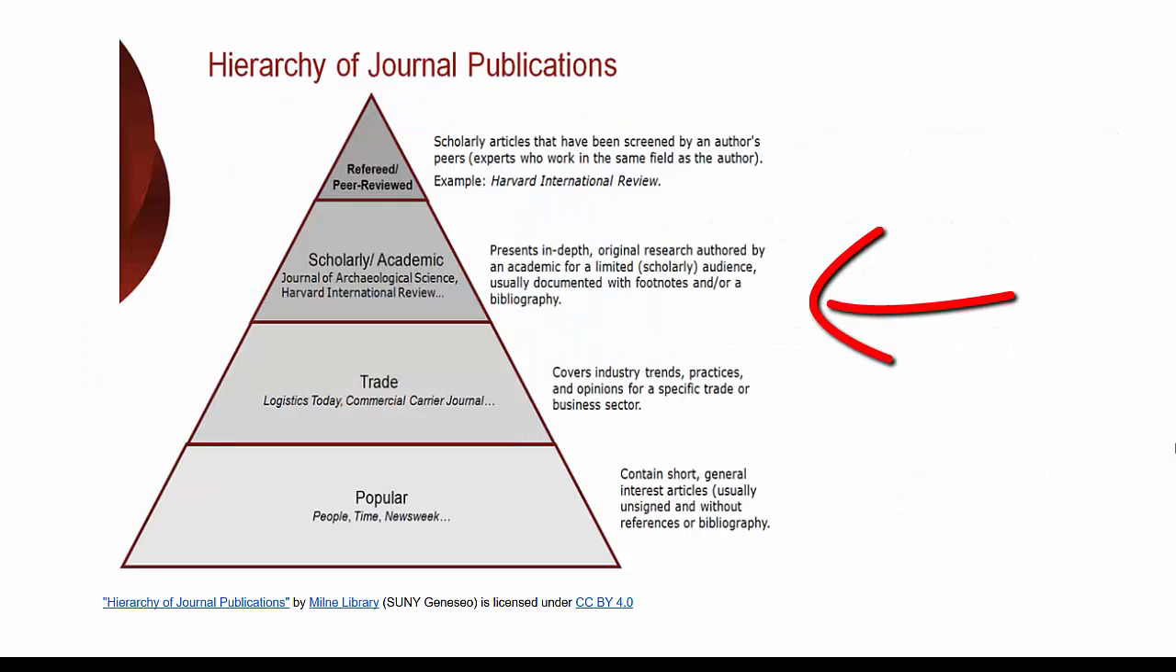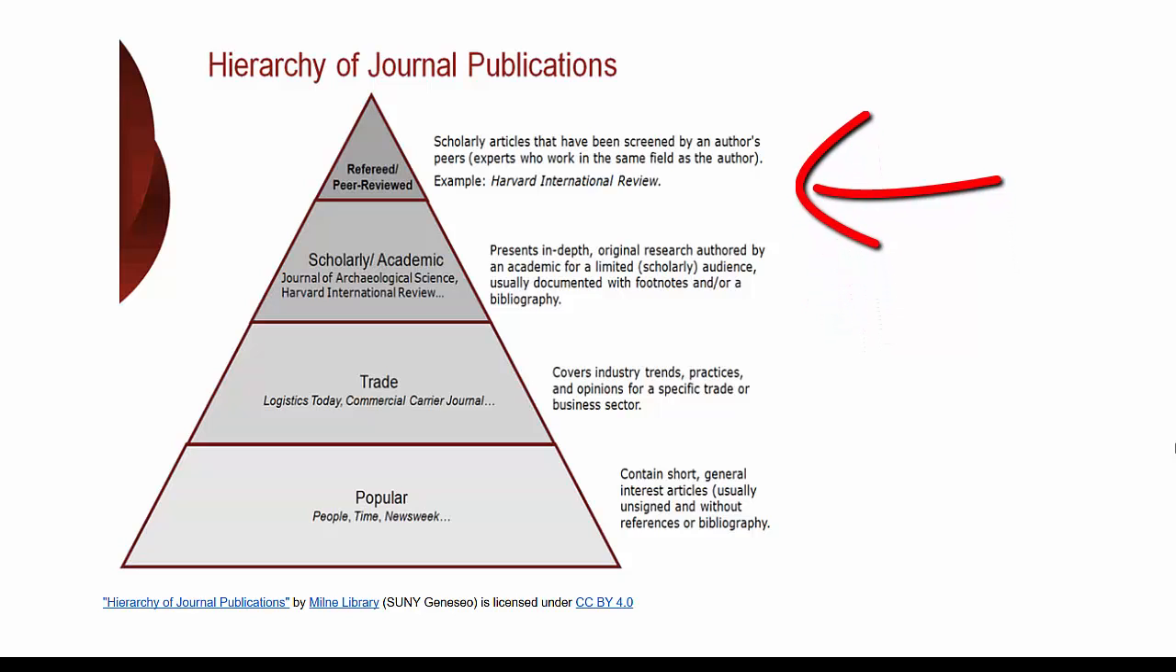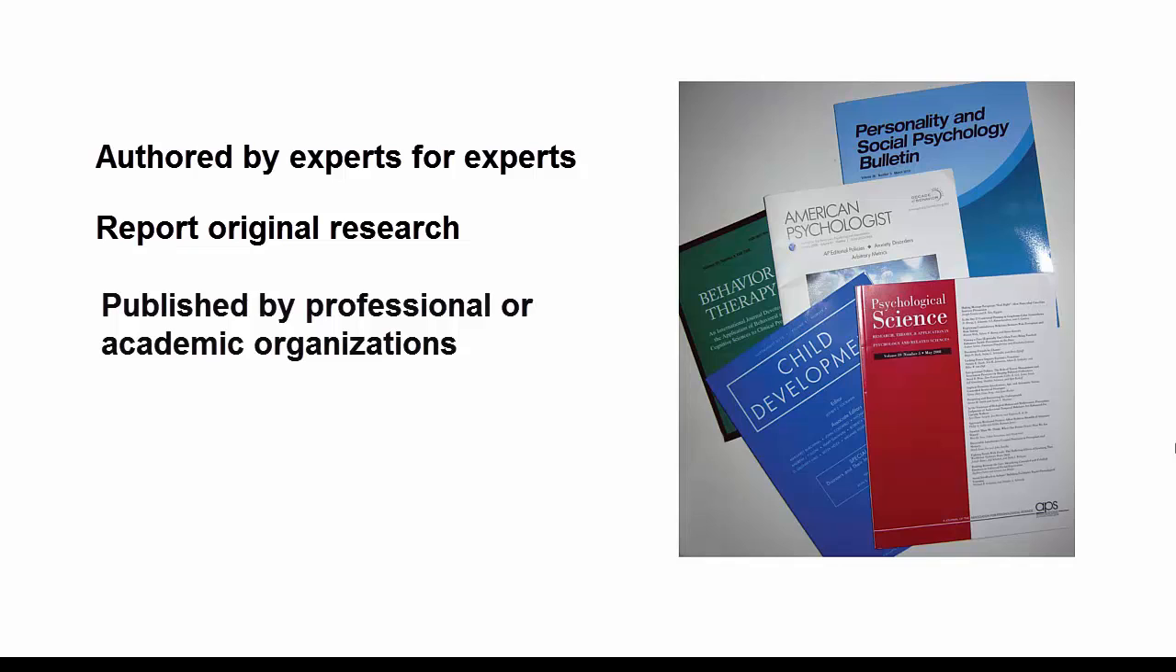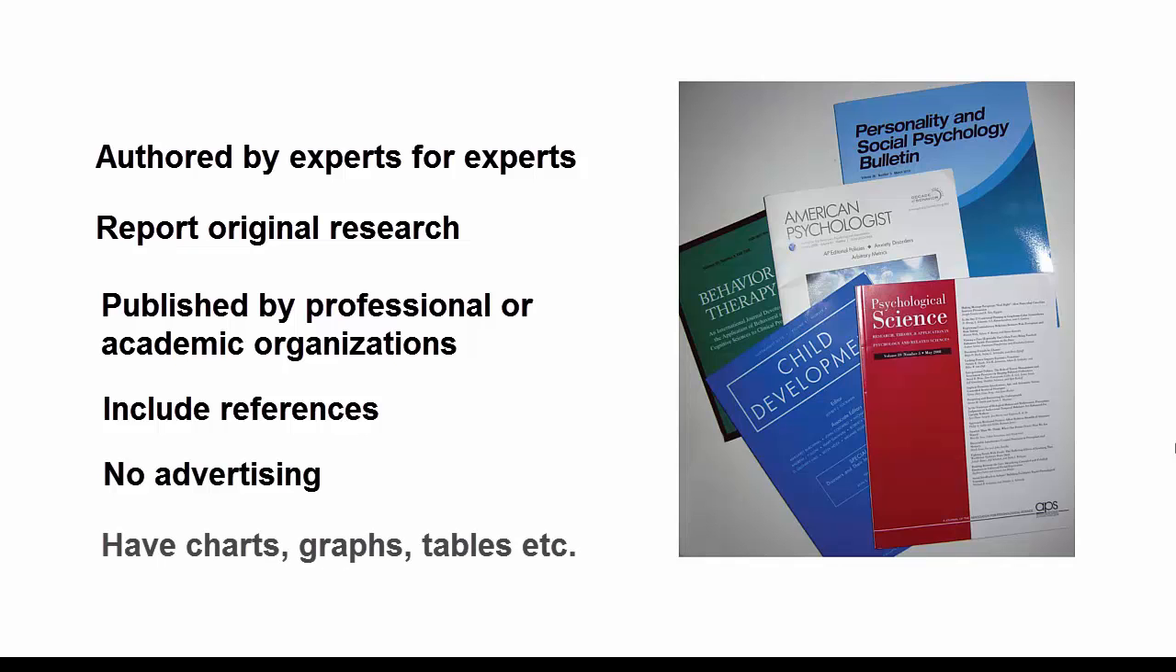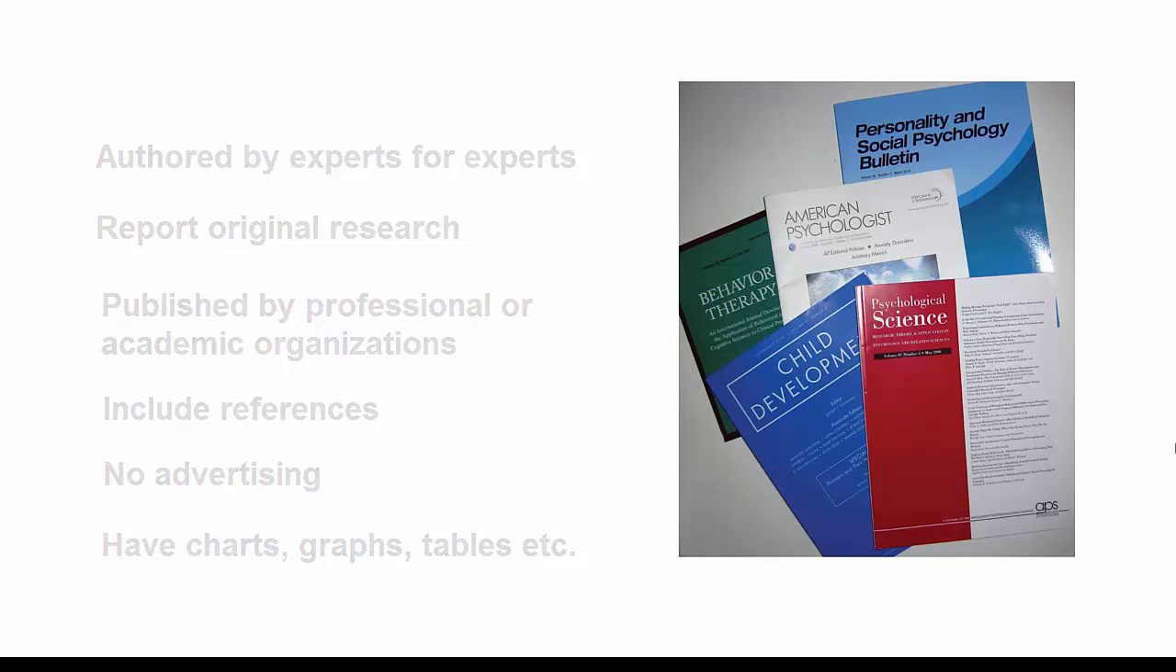At the top of this pyramid, in terms of reliability, credibility, and lack of bias, are scholarly or academic publications and peer-reviewed or refereed publications. Generally, articles in these publications are authored by experts in a specific field for other experts or researchers, describe original research methodology or theory, are published by a professional organization or academic press, include lists of references, contain little or no advertising, and contain charts, formulas, tables, and images that relate to the article.